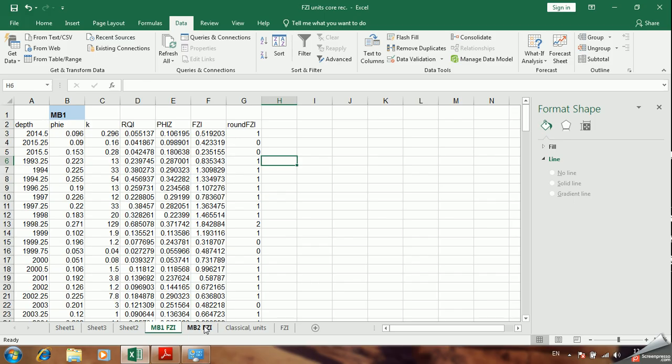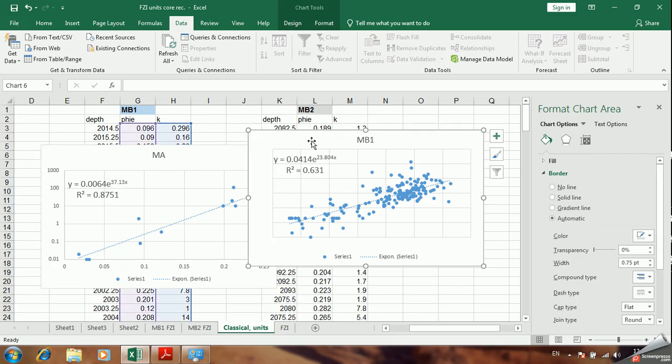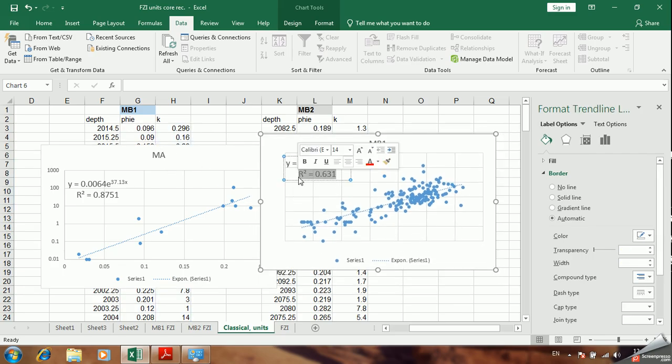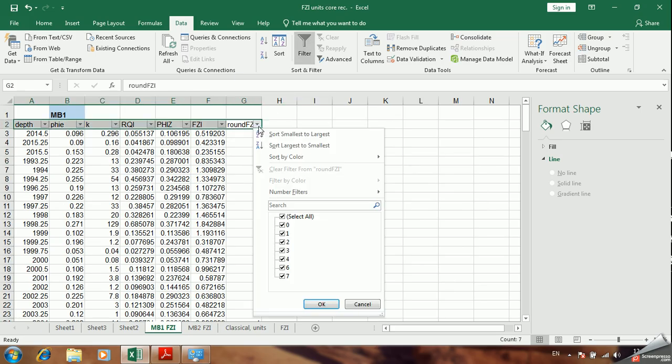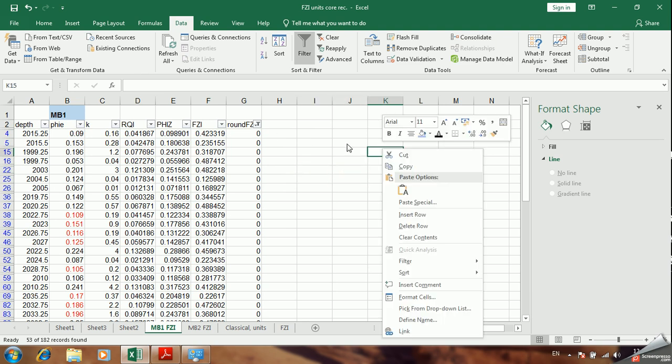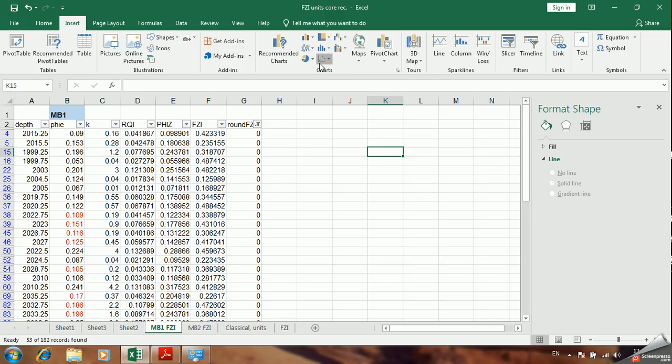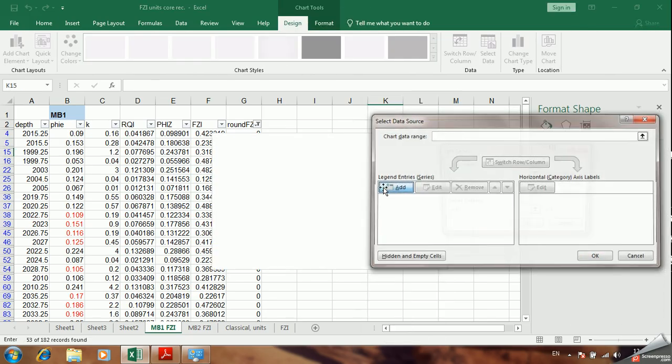And if you want to make a comparison, depending on the correlation coefficient, we have the classical unit for the MA and the MB1, the R squared is 0.63, and if we want to find the R squared for the MB1 for different FZI, you can see the difference. So this is for the MB1.